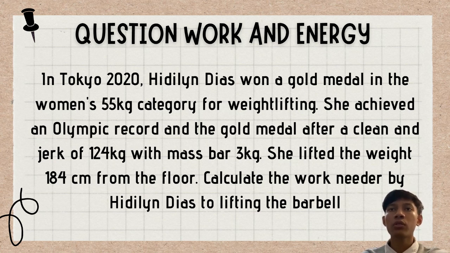Our situation is lifting a barbell. In Tokyo 2020, Hidilyn Diaz won a gold medal in the women's 55 kg category for weightlifting. She achieved an Olympic record and the gold medal after a clean and jerk of 124 kg with a bar mass of 3 kg. She lifted the weight 184 cm from the floor. Calculate the work done by Hidilyn Diaz to lift the barbell.